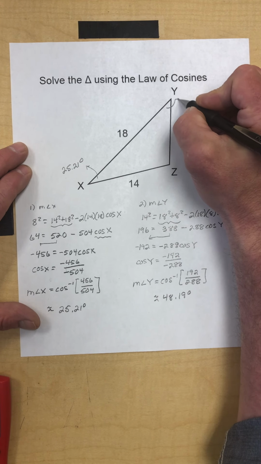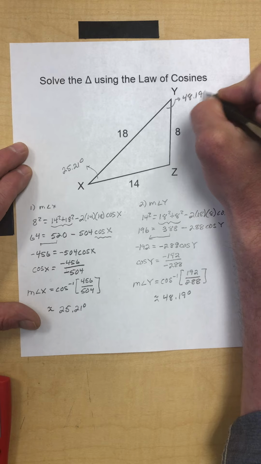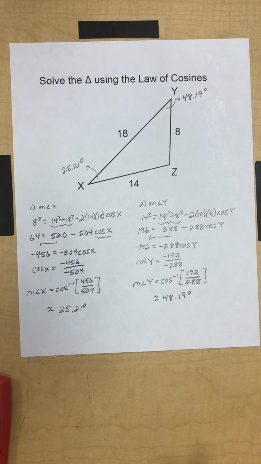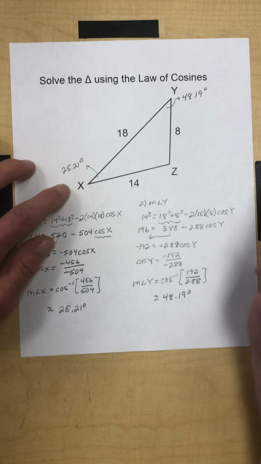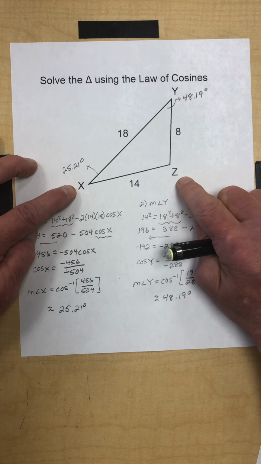So that guy's right there. Okay, 48.19 degrees. Now, just like yesterday, if you say, okay, well, I know angle X and I know angle Y, so let me use the triangle sum theorem to find angle Z, you'll get an answer.